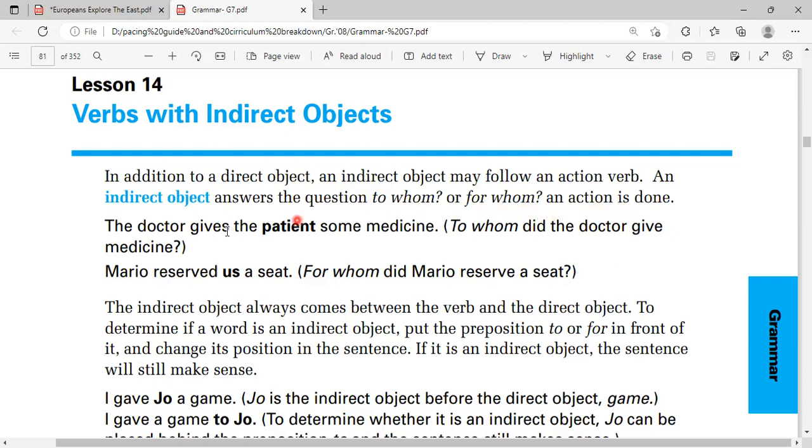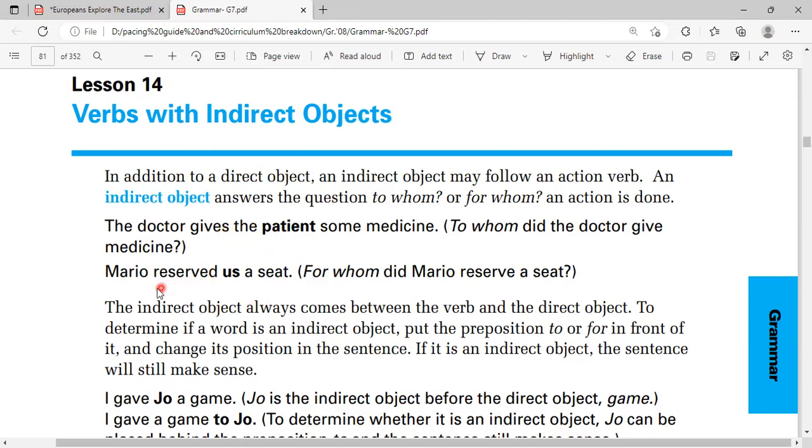For example, here: the doctor gives the patient. So here, listen, the doctor gives whom? Whom here means the person. The doctor gives the patient. So here the patient is called, whom did the doctor give medicine? Exactly, here is called a direct object. Why direct object? Because it follows the verb. Here the patient follows the verb.